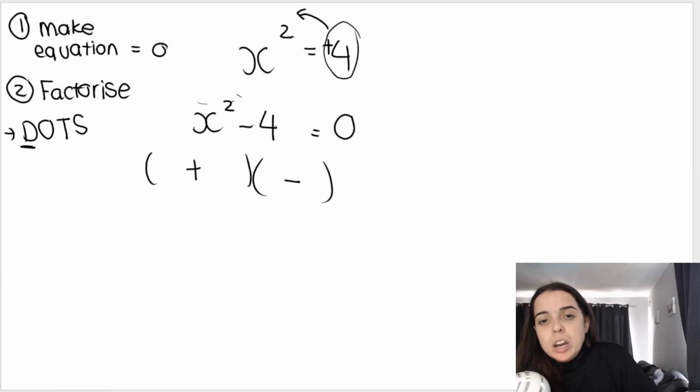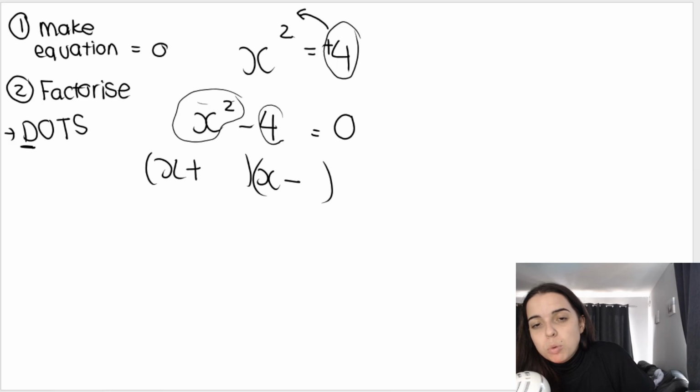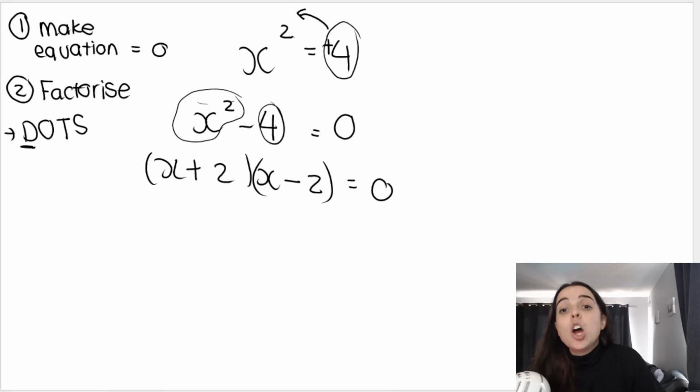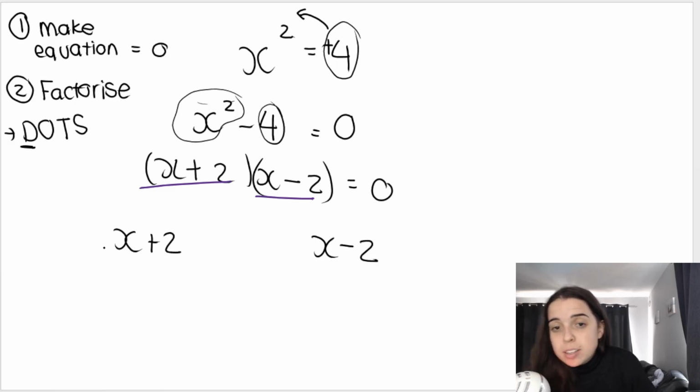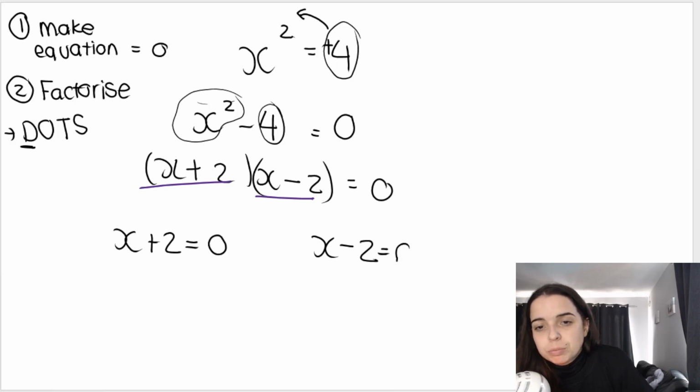What is the square root of this? x. What is the square root of 4? 2 and 2. And then I hope you can recall this from class. What you now need to do is, we have two brackets and they're both equal to 0. What we need to do is take each bracket. So x plus 2 is the one bracket, x minus 2 is the other bracket. Take each bracket and make it equal to 0, and put an or in between.